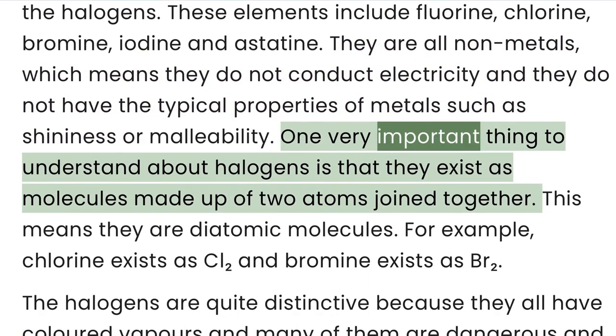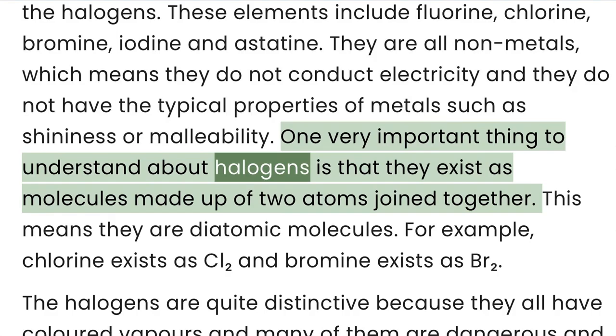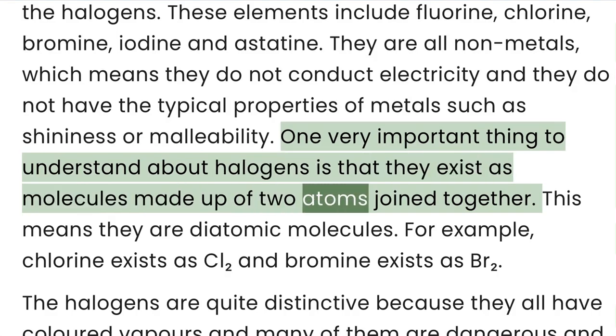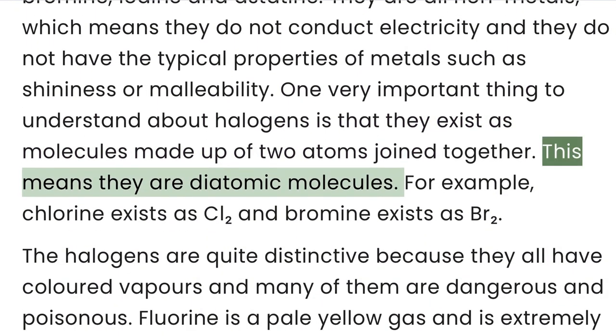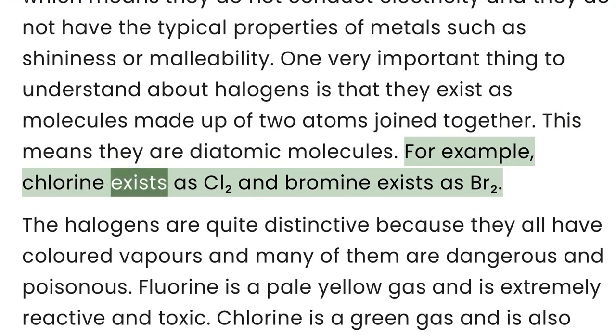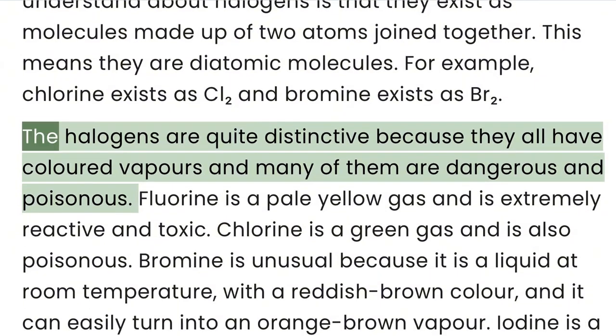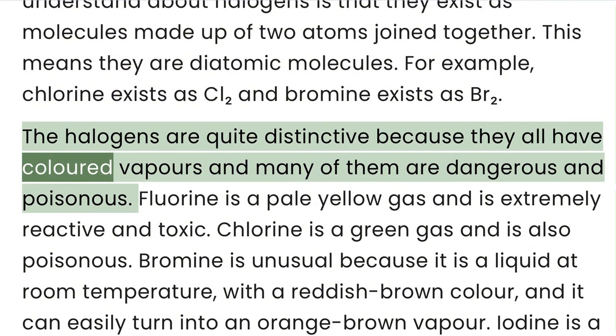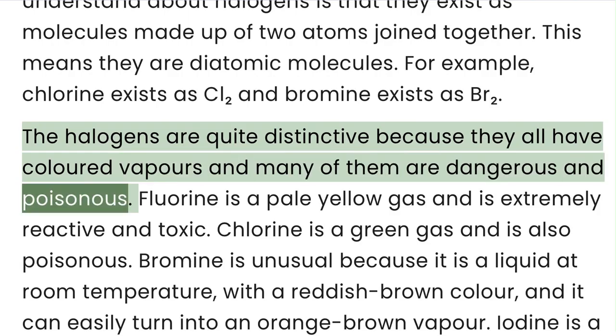One very important thing to understand about halogens is that they exist as molecules made up of two atoms joined together. This means they are diatomic molecules. For example, chlorine exists as Cl2 and bromine exists as Br2. The halogens are quite distinctive because they all have colored vapors and many of them are dangerous and poisonous.